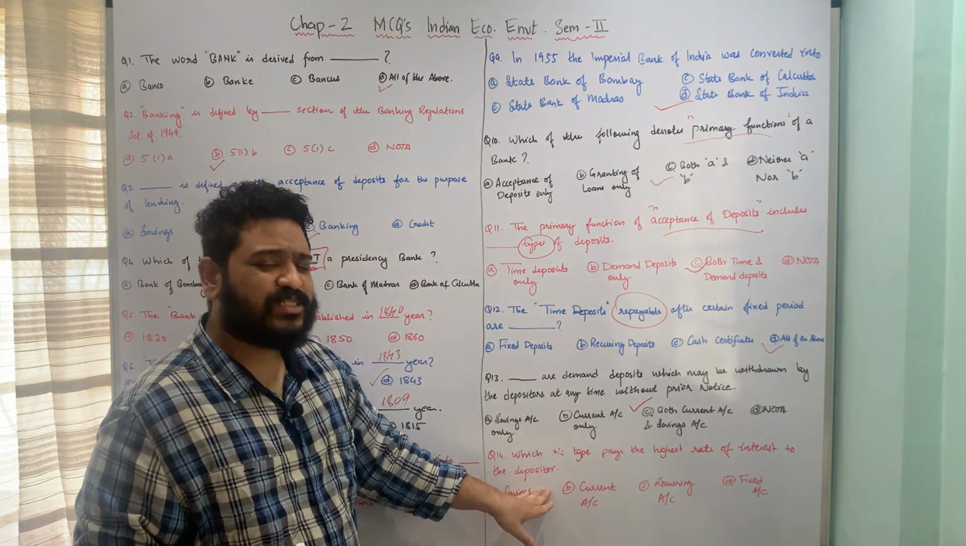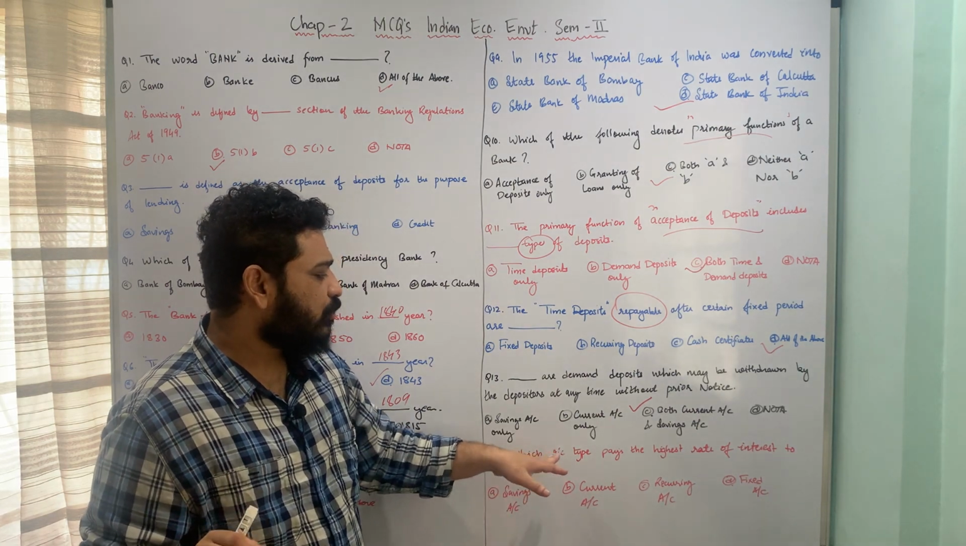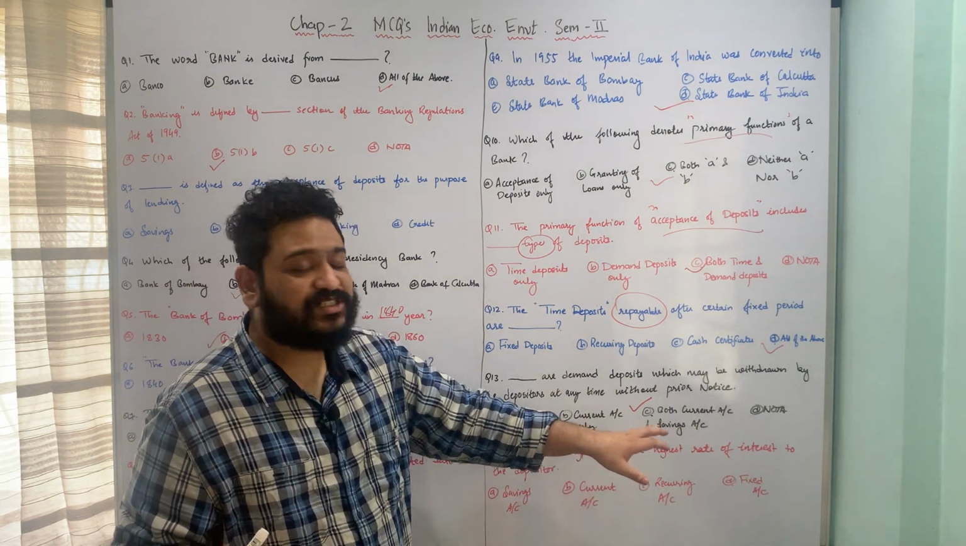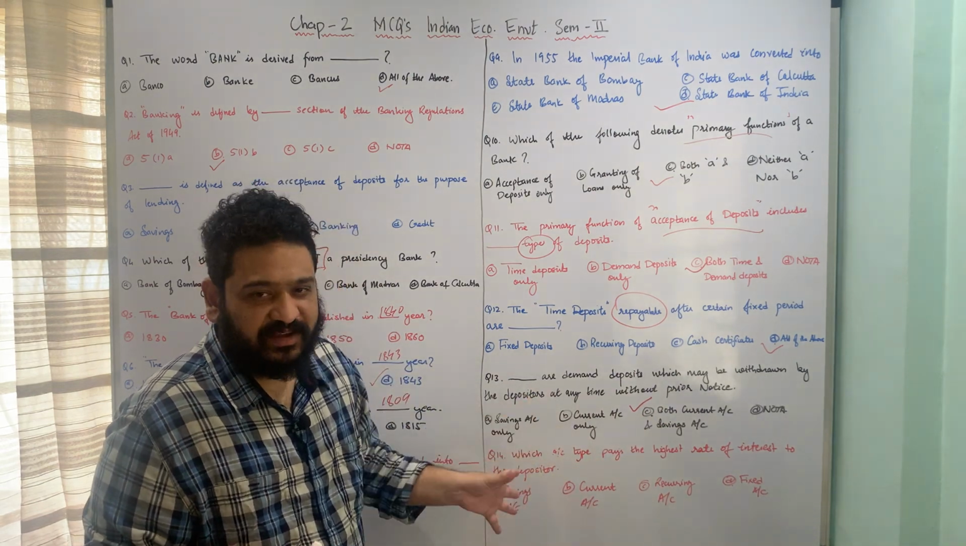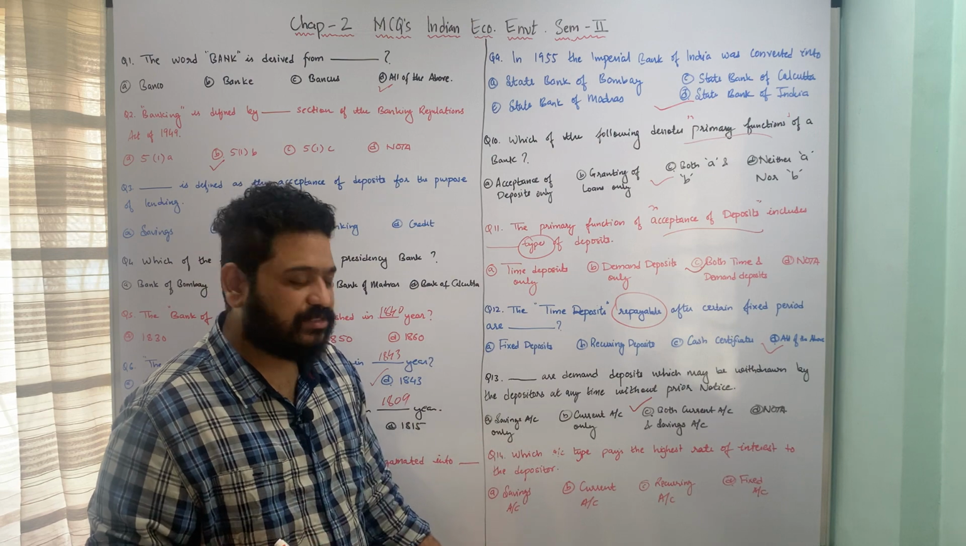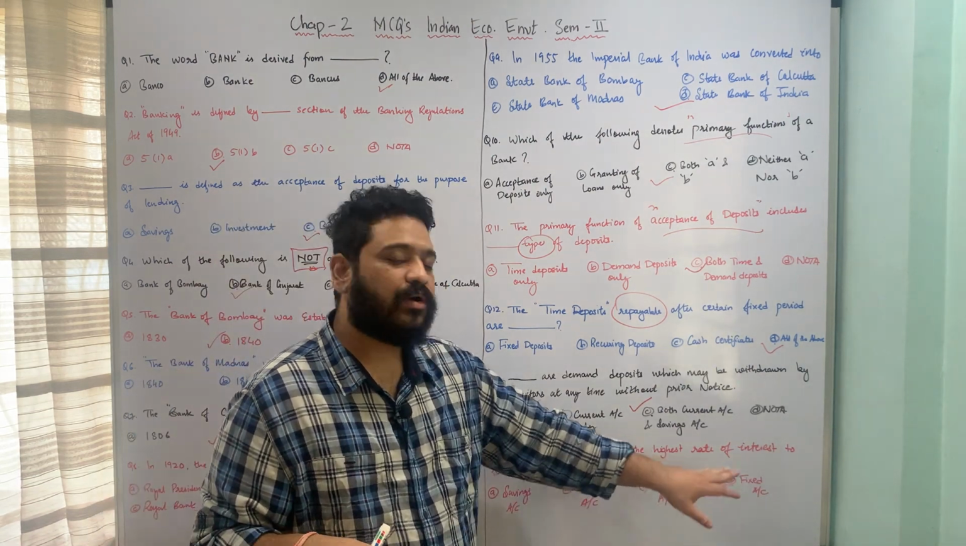Let us now move to the last one, which is a very general sort of question. Here, which account type pays the highest rate of interest to the depositor? Amongst the accounts which are available to us, which account pays the highest rate of return, whether it is savings account, current account, recurring account or fixed account?